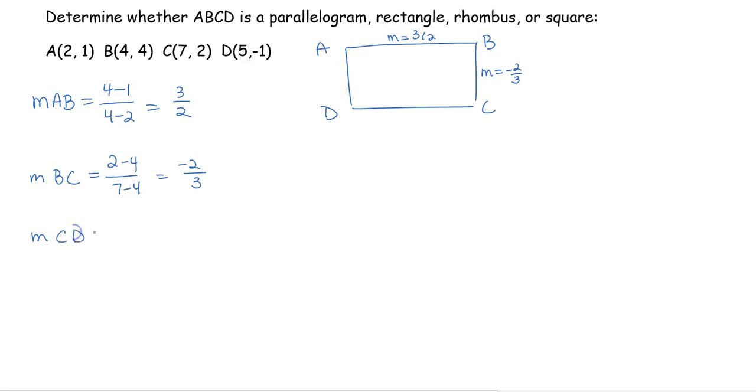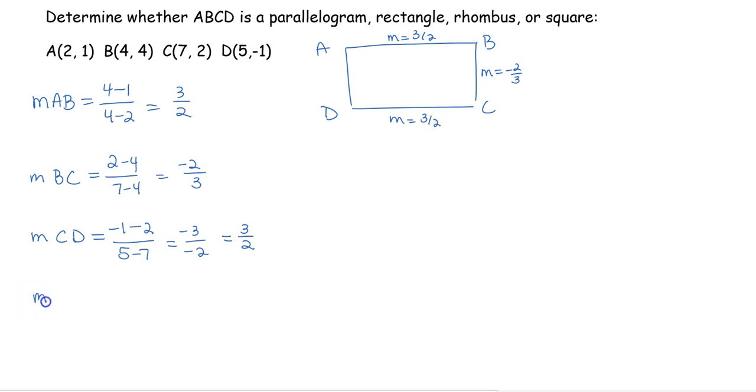And then our next side, the slope of CD: -1 - 2, 5 - 7, -3 over a +3. I did something wrong here. What did I subtract wrong? So CD: -1 - 2, 5 - 7. There we go. So 5 - 7 is going to give us a -2. A negative over a negative is going to make that a +3/2.